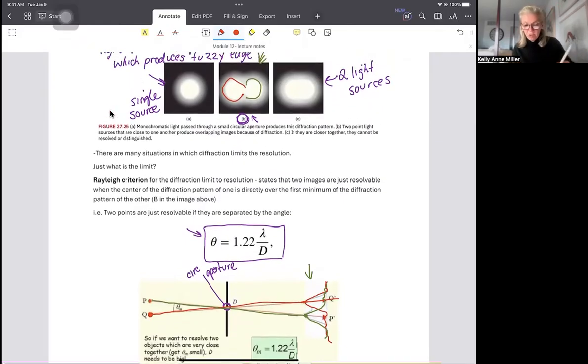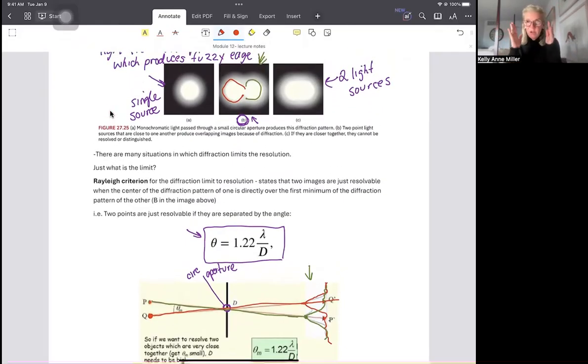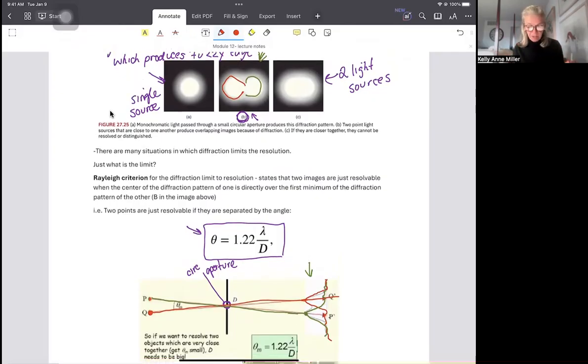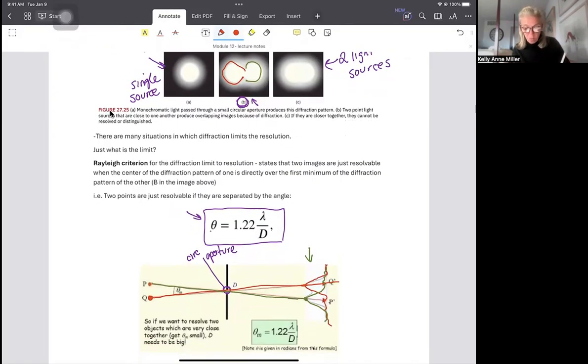different angle. So in B, I can resolve the two sources. I can see that I've got two separate sources. So the question is what is that angle between the two sources, theta, so that I can tell that I've got two different light sources. And how I calculate that is very simple. It's just a function of how big the aperture is and what the wavelength of light is.